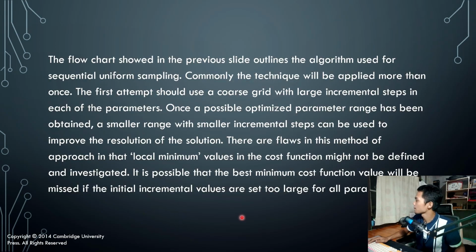In 3 dimensions. So now the flow chart shown in the previous slide outlines the algorithm used for sequential uniform sampling. Commonly, the technique will be applied more than once. The first attempt should use a coarse grid with large incremental steps for each of the parameters.